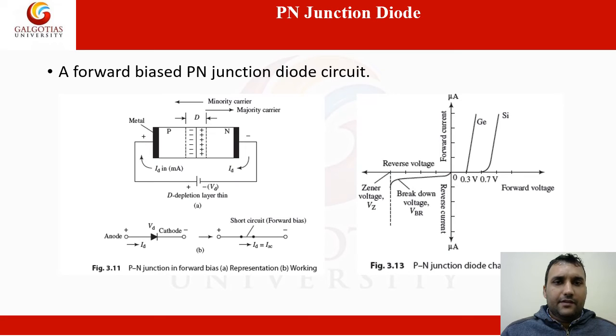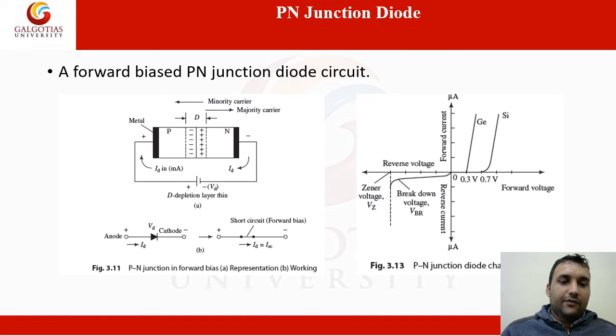This is a PN junction diode, that is, a forward biased PN junction diode circuit. This is the PN junction, where this is the negative ion, this is the positive ion, and there are minority carriers. The minority carriers move towards the P type and majority carriers move towards the N type. And these are metal strips.